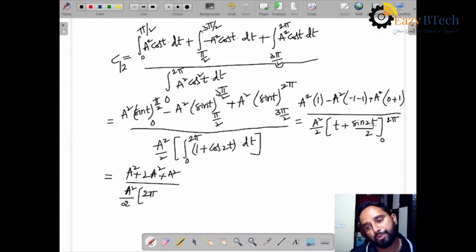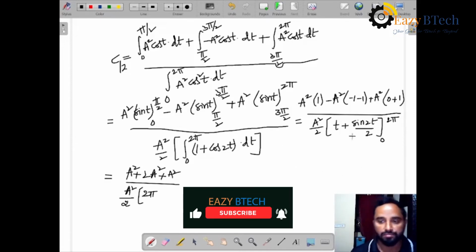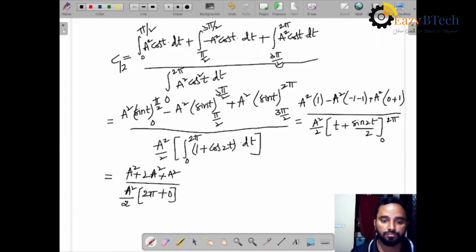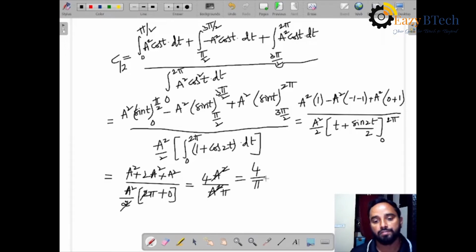Sin 2t, here t is equal to pi, so sin 4 pi. Sin 4 pi is 0 and lower limit sin 0, 0. So this term is 0. Now 4a square by, here 2 gets cancelled, a square pi. So again a square cancelled, it will be 4 by pi. So this is the value of C12. How much we got? 4 by pi.